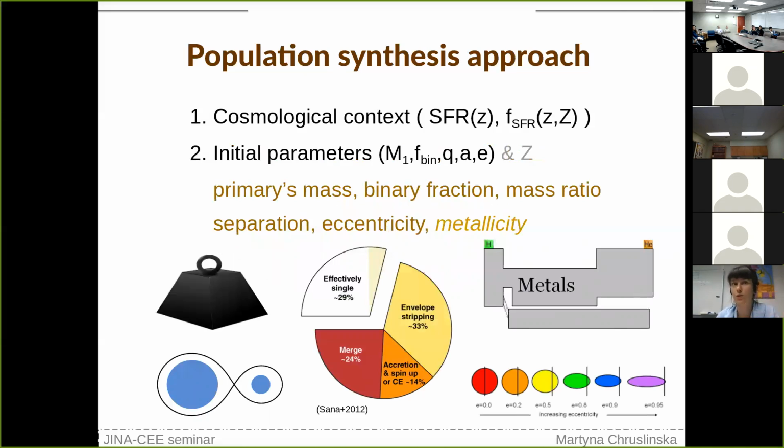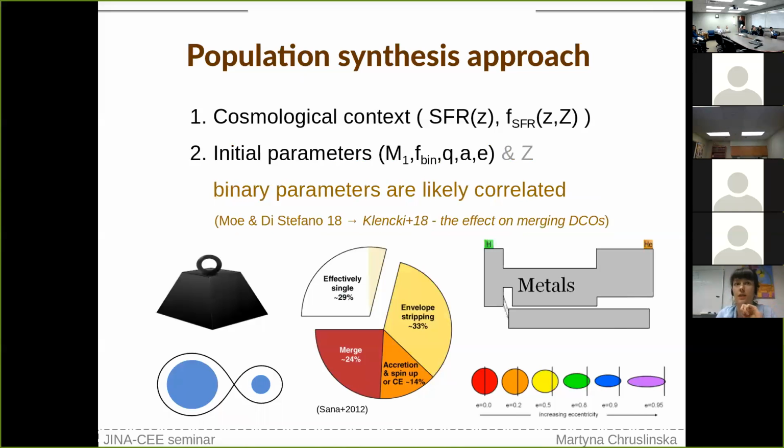So first we need to choose a mass of a potential primary star from the initial mass function. And then we have to decide whether it should have a companion by setting a binary fraction. And if it has a companion, then we can choose a mass ratio and other binary parameters like separation and eccentricity. A recent study by Moe and Di Stefano shows that those parameters are likely correlated, so they shouldn't be drawn independently from distributions, which was not really accounted for in previous studies.